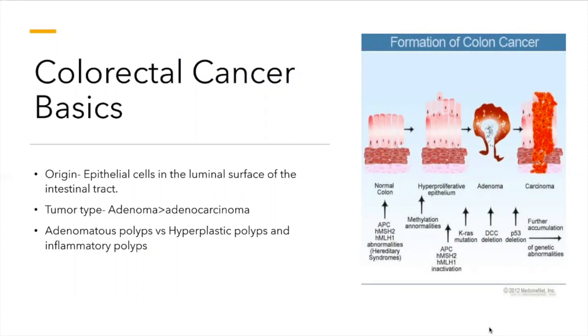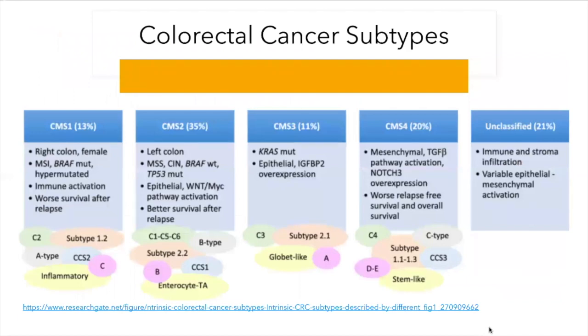Some subtypes of adenocarcinoma, such as signet ring and mucinous, may have a worse prognosis outlook. Hyperplastic polyps and inflammatory polyps are the second type. These polyps are much more common and they are generally not precancerous, so they're not as well known.